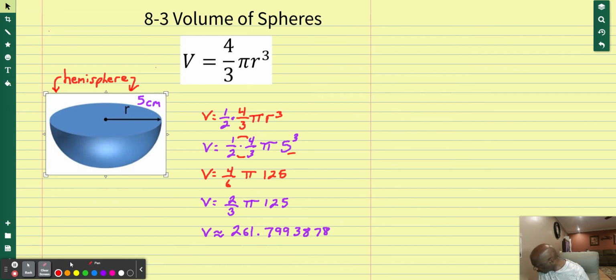We need to round to the 10th place. So I'm underlining the 7 because that's the 10th place. Circling the next digit, that's a 9. That means that 7 will go up. So my answer here is 261.8, and that's in cubic centimeters. So the volume of this hemisphere is about 261.8 cubic centimeters. Great job.